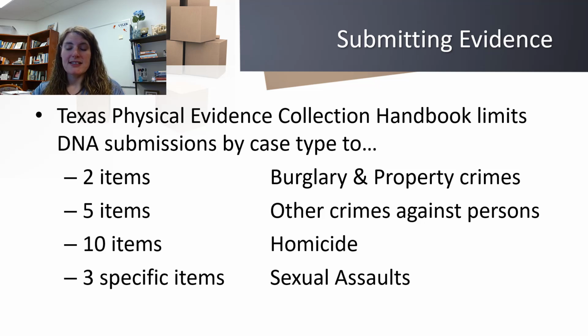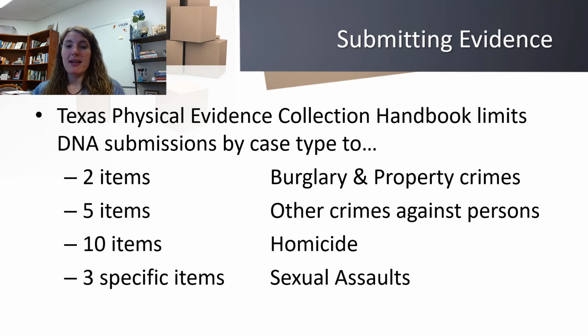The original test is restricted to 3 specific items: the sexual assault evidence collection kit, 1 pair of underwear, and 1 condom. If all 3 of these items do not yield usable DNA results, then investigators can submit up to 5 additional items for testing. If one of the 3 items contains a DNA sample that can be tested, then no additional evidence can be submitted. Now, in all cases, there's some flexibility.